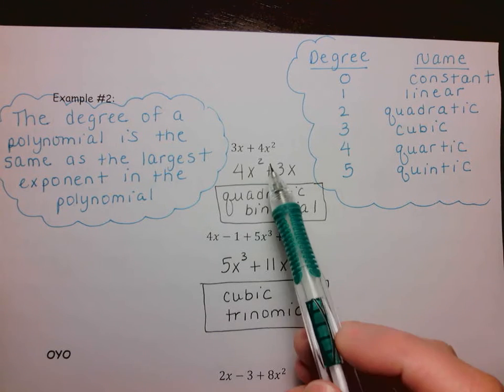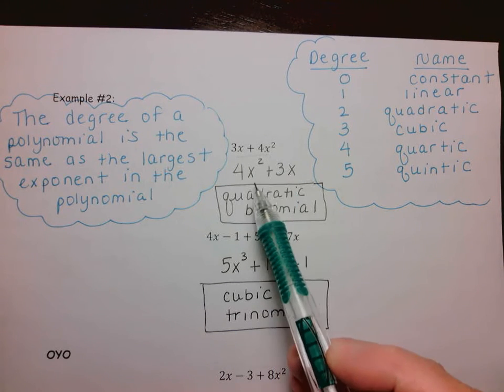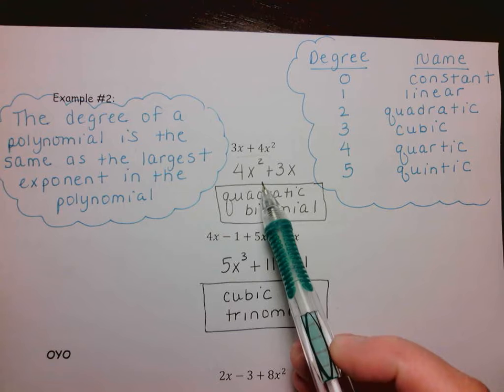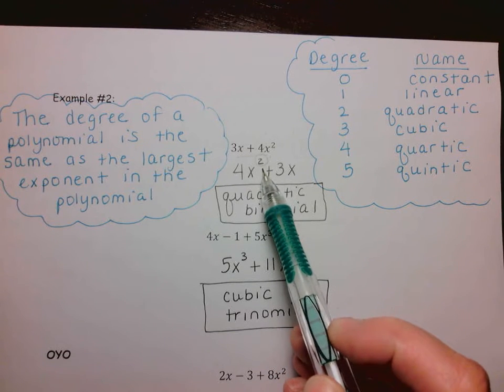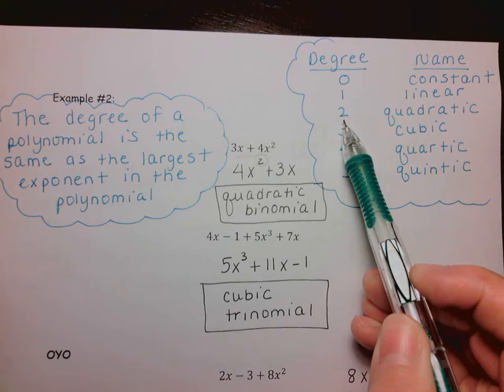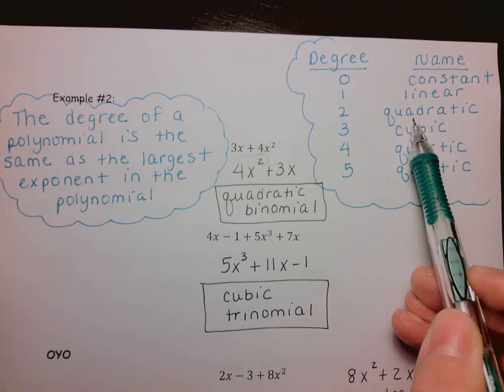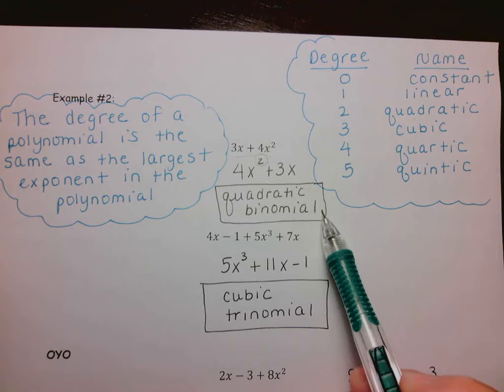So in this first example, what did I do? There's nothing I can combine. So I just went ahead and I put it in standard form, and I can see that the largest exponent here in this polynomial is 2. So I go over here and I say, well, a second degree polynomial is called a quadratic, and we're going to be learning about those next chapter. And it has 2 terms, so this is going to be a quadratic binomial.